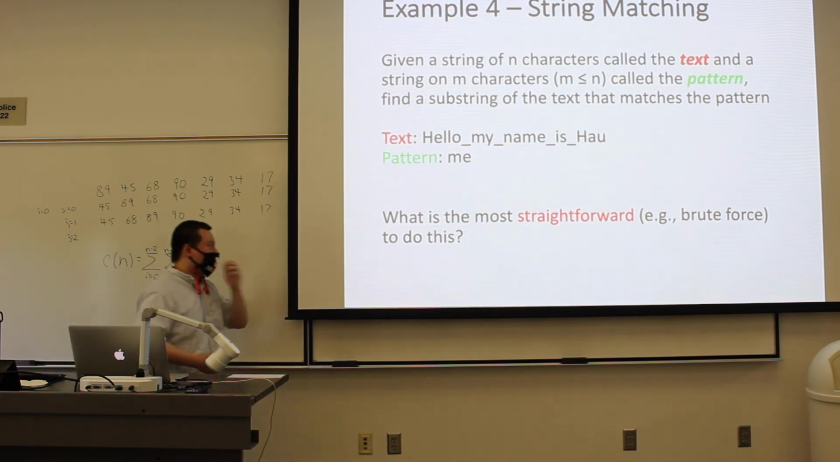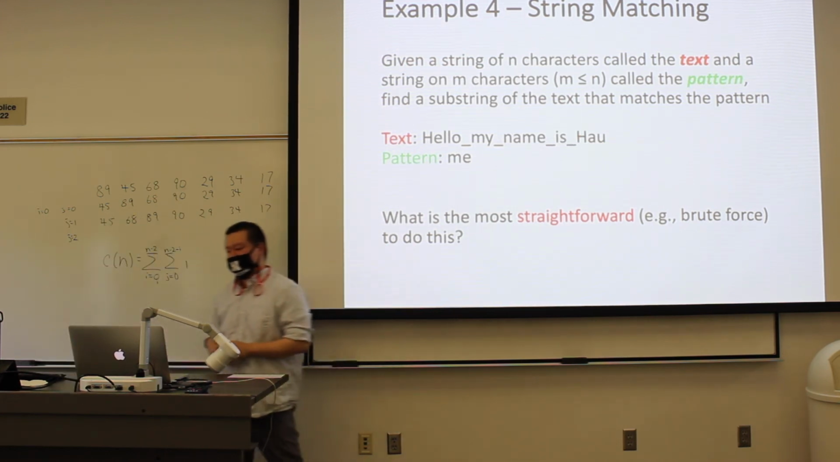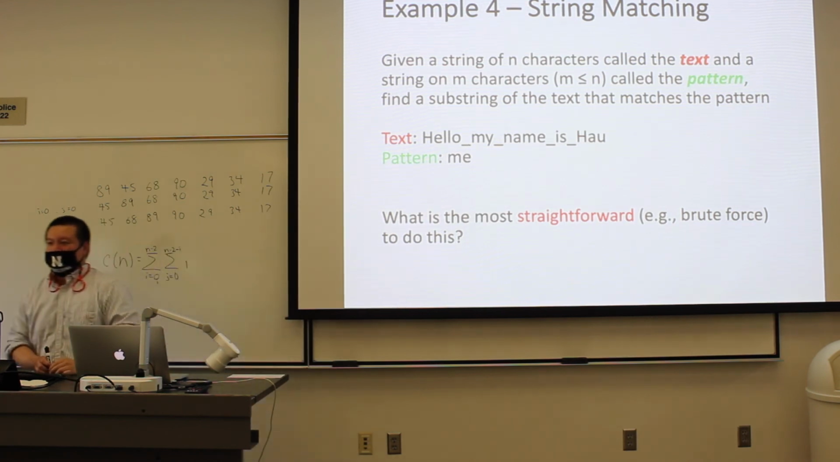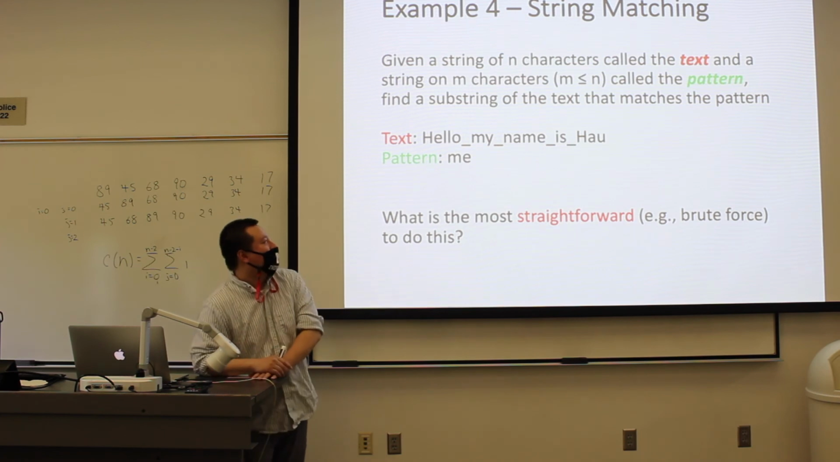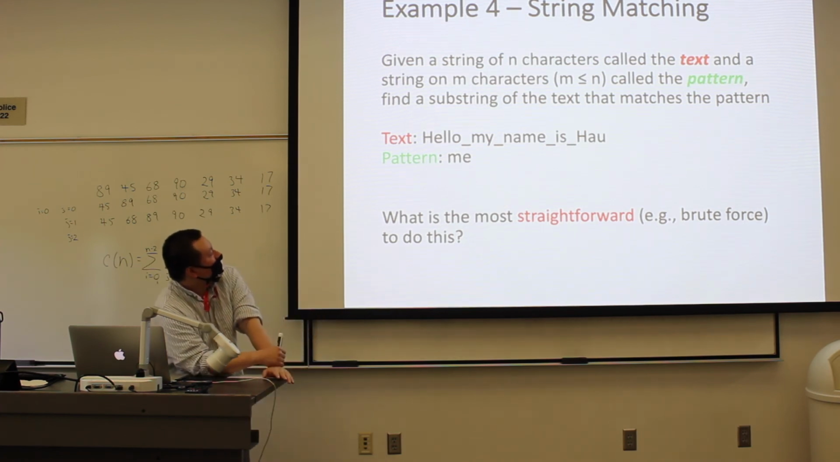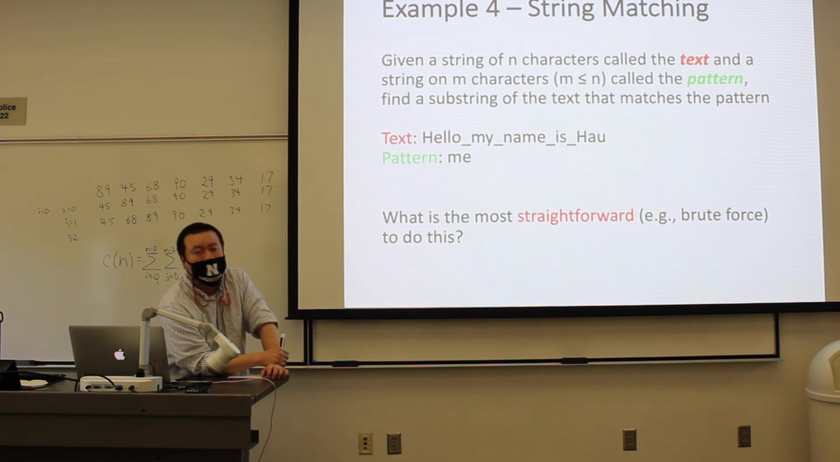So the question is, what is the most straightforward way of doing this? Yep. I'd say you look at the first character in your pattern, and then try to find that in the text, and then check to see if you find an M in this case. Check to see if the letter after it, or the character after it, is an E.